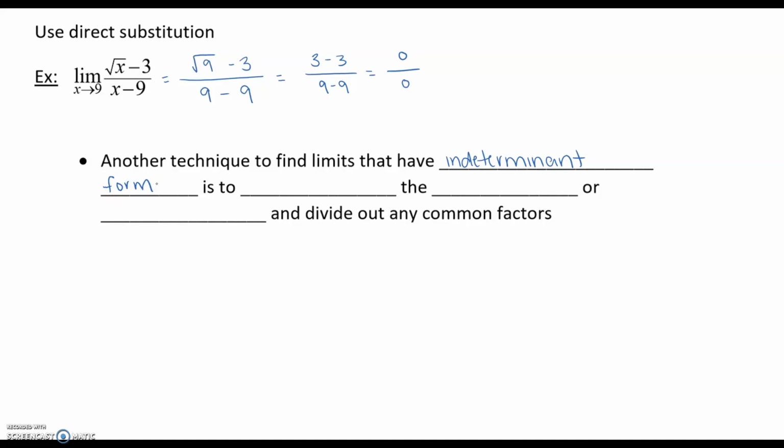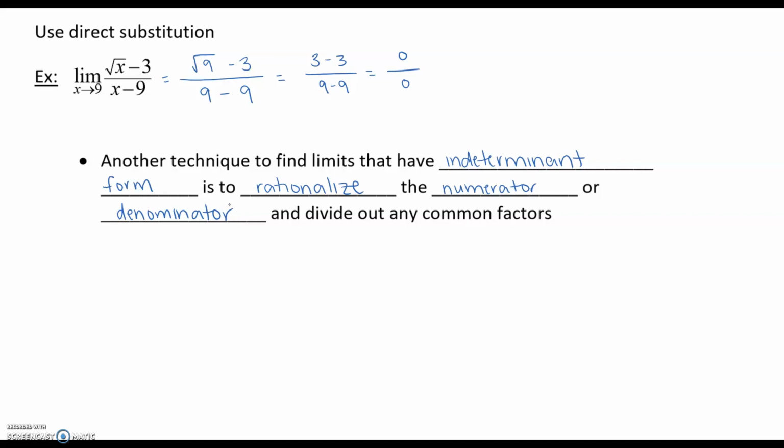is to rationalize the numerator or denominator, and divide out any common factors. So it's a little bit different than what you're used to.